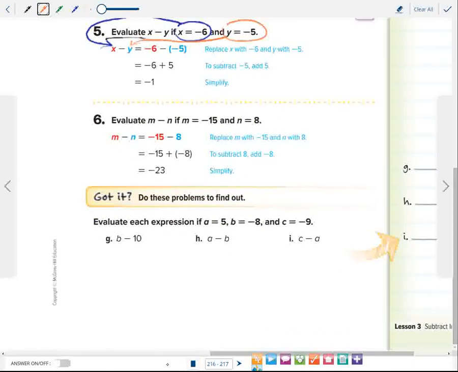Evaluate m minus n if m equals negative 15 and n equals 8. You plug in those answers where m equals negative 15 and n equals negative 8. Sorry, just regular 8. We do the additive inverse. We have negative 15 plus negative 8 because of the additive inverse from last lesson. We are at negative 15, we are adding more negative numbers to it, so it comes out to be negative 23.